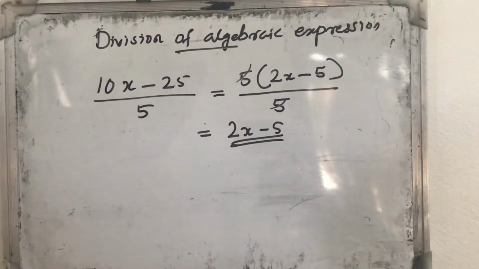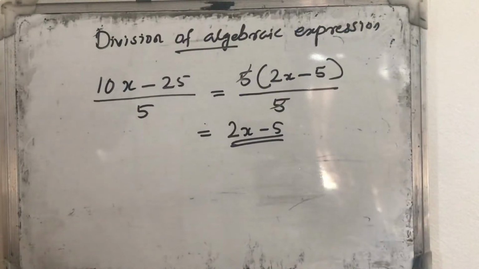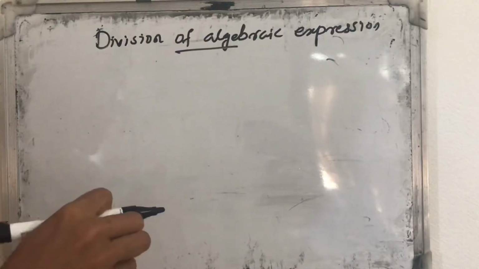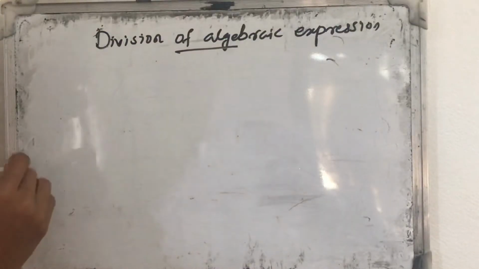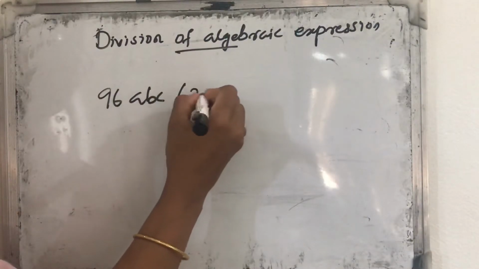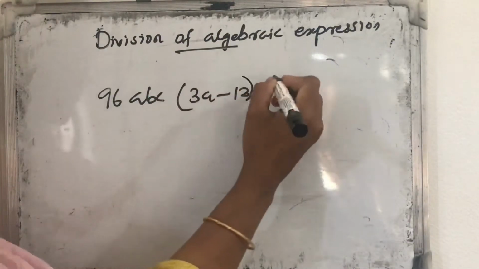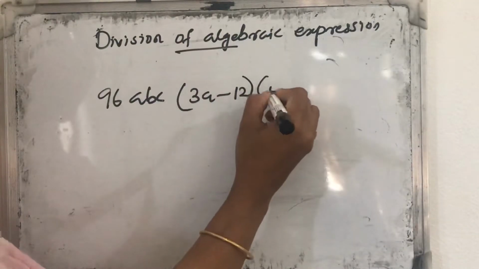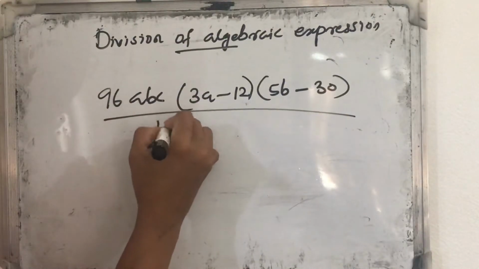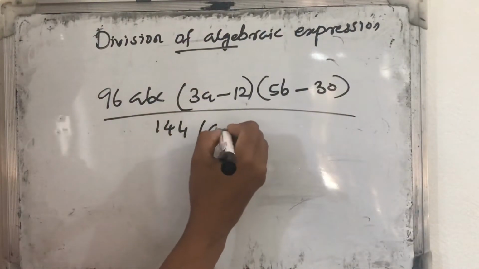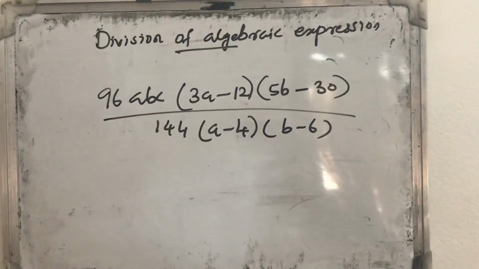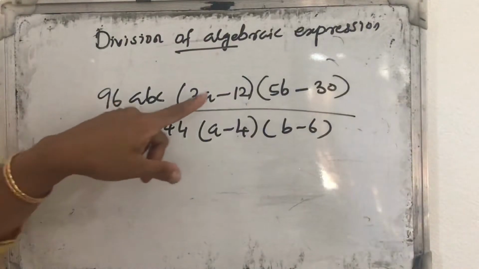Then another question. You can do all of them, you want to practice with all questions; I write only some. 96abc into 3a minus 12 into 5b minus 30, divided by 144 into a minus 4 into b minus 6. This is the given division question.